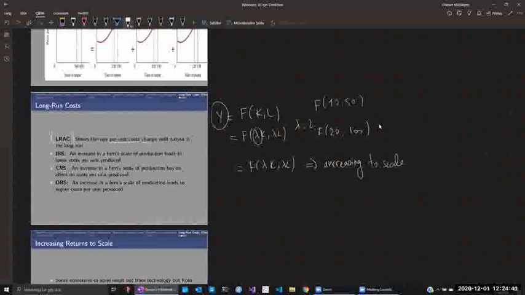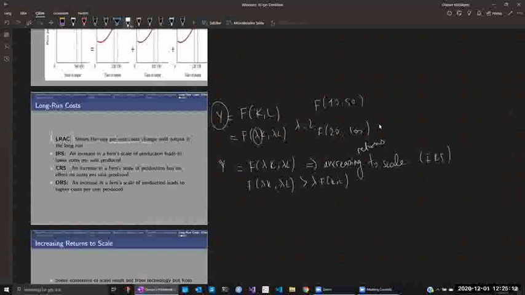Okay, then it also means that the change in Y is actually higher than lambda. So we can say that K is higher than lambda times this original product. Okay, so in this case, we have increasing returns to scale, or in short, we call it IRS.